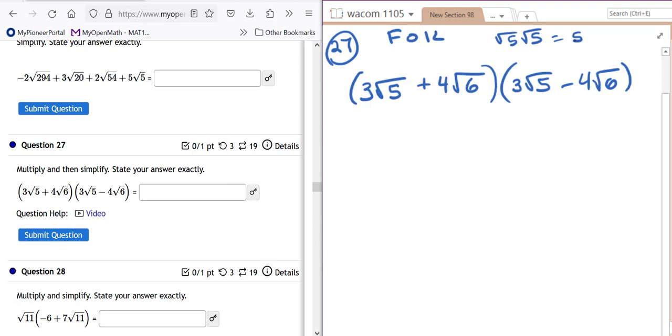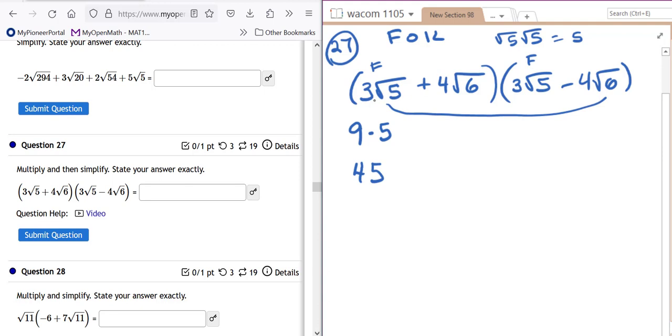All right, so first terms, this is a first, and this is a first. 3 times 3 is 9. And square root of 5 times square root of 5 removes the radical. Or you can multiply it as 25, take the square root as 5. All right, so the first terms gave me 45. Okay. Next we go outside.